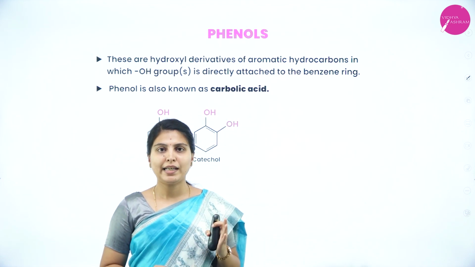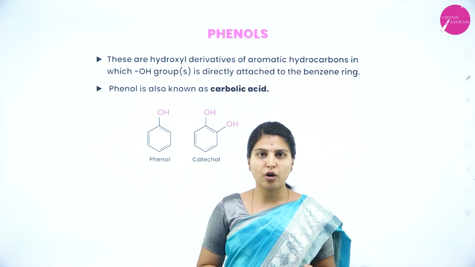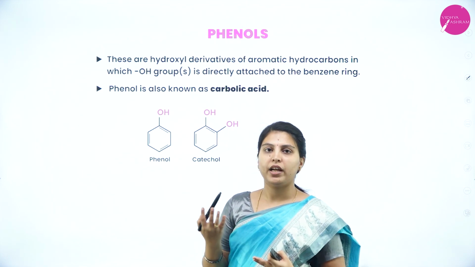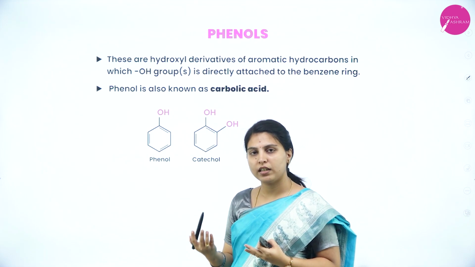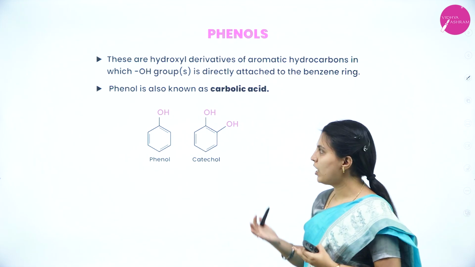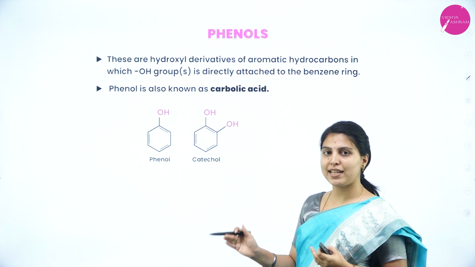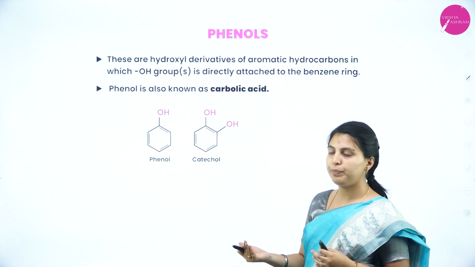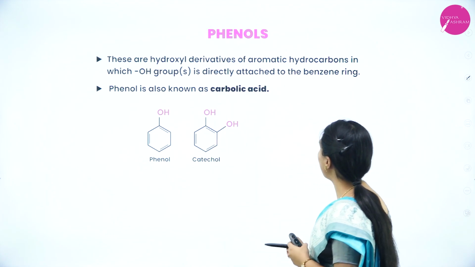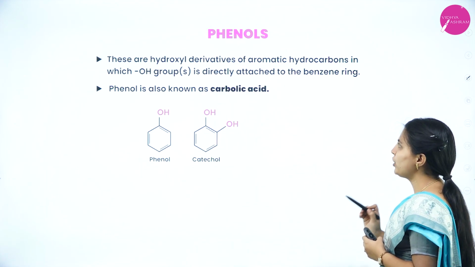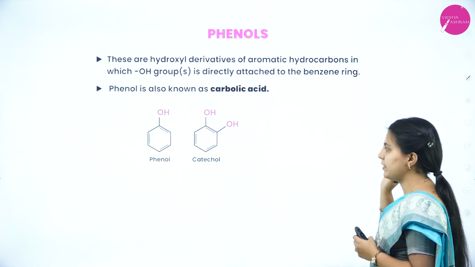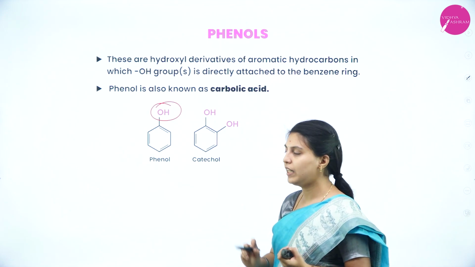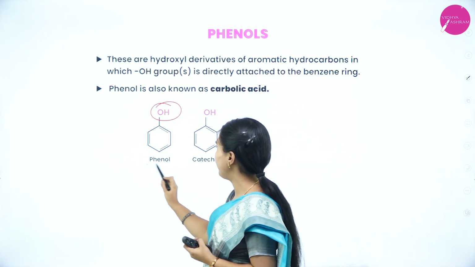In the chapter alcohols, phenols and ethers, alcohols we have already completed, with their nomenclature, classification, distinguishing tests, and also physical properties and chemical properties. Now we are moving into the next category in this chapter, that is called phenols, another functional group. These are hydroxyl derivatives of aromatic hydrocarbons in which the OH group is directly attached to the benzene ring. If the OH group is directly attached to the benzene ring, that category we call phenol.